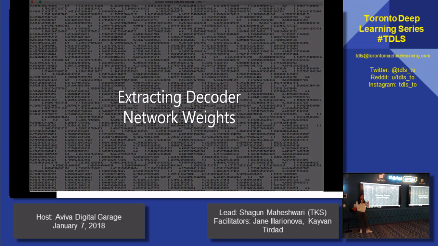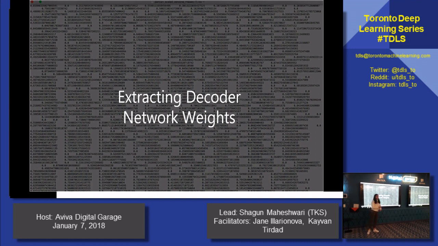So the main purpose for this paper and this model was to understand if the variational autoencoder could learn an underlying manifold of the data and could also construct and identify patterns within the data. So in order to see if the variational autoencoder could identify patterns within the data, what the researchers did was extract the weights from the layers of the decoder model.